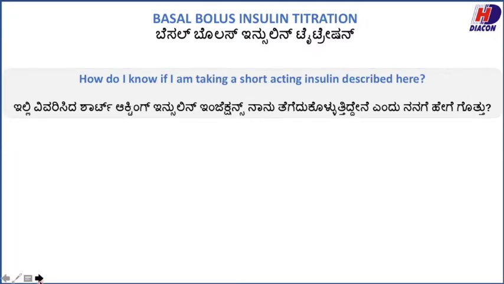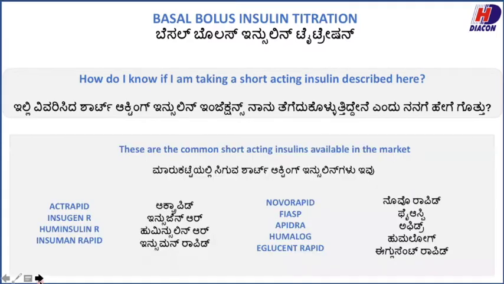So how do you know if you're taking a short-acting insulin or a mealtime insulin before your meals? Well, I've mentioned the brand names of several insulins that are available today. So check if your prescription has one of these names. Actrapid, Insugen R, Huminsulin R, Insulin Rapid, NovoRapid, Fiasp, Apidra, Humalog, Eglosin Rapid. So the short-acting insulin in a basal bolus insulin regimen will be 3 injections. So before breakfast, before lunch, and before dinner.